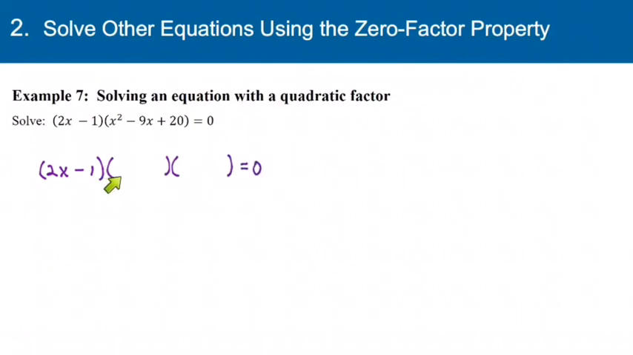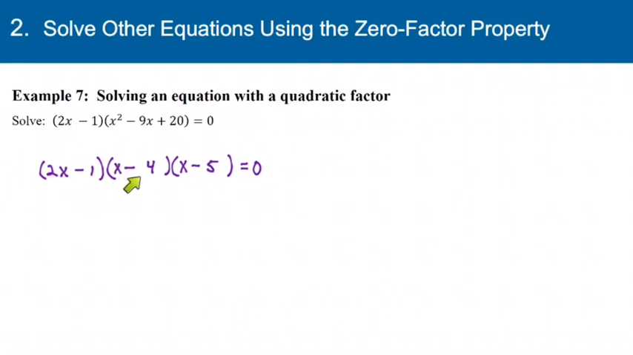X squared has got to be x times x. The last term made positive 20, so that tells us that these signs have to be the same, and they both have to be the same as the middle term, so they both have to be minus. And then I know you're already thinking that 20 is going to be 5 times 4, and that way we get the middle term that we wanted. Outer plus inner would be negative 5x minus 4x, which is negative 9x. All right, so we have this factor times this equals 0.